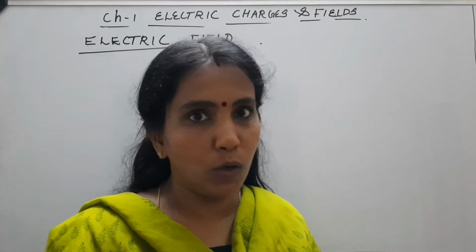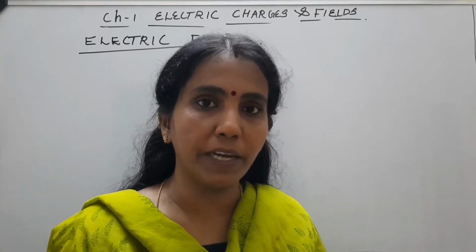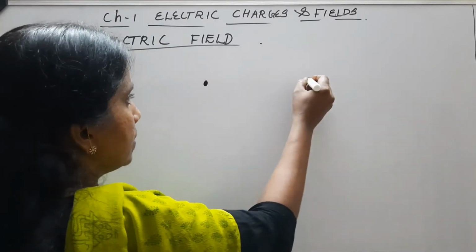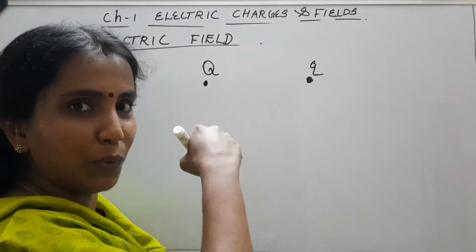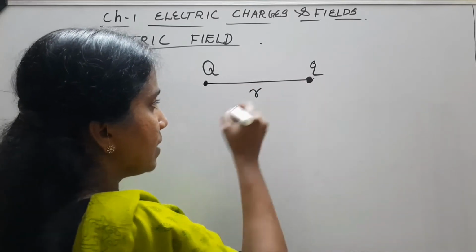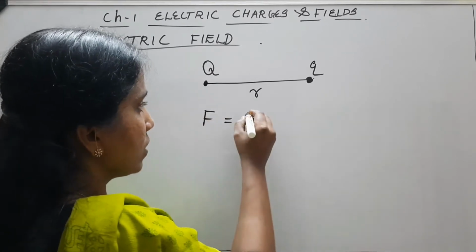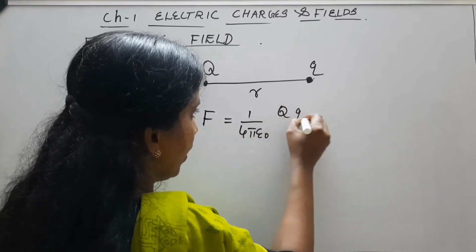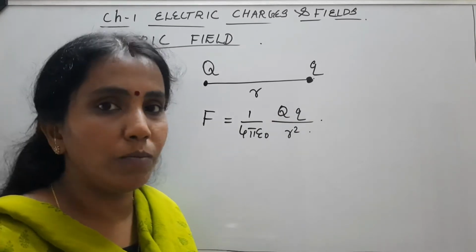We start with our Coulomb's law. Coulomb's law gives the force of interaction between the two charges. That means if we have two charges separated by a distance, I take the two charges as Q and Q instead of Q1 and Q2. These two charges are separated by a distance R. So the magnitude of force is given by 1 by 4 pi epsilon 0, QQ divided by R square. This is what we learned in Coulomb's law.